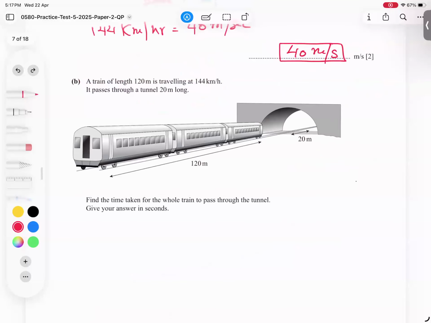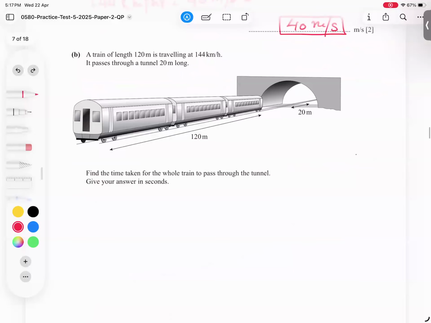Many students are confused in this kind of question, and I tell you one thing: this question has come almost repeatedly, frequently, in the last 4 to 5 years. So listen to me now. A train of length 120 meters, so it means from here till here is 120 meters, and it passes a tunnel of 20 meters. So the tunnel is how much length? 20 meters. Find the time taken for the whole train to pass through the tunnel and give the answer in seconds.